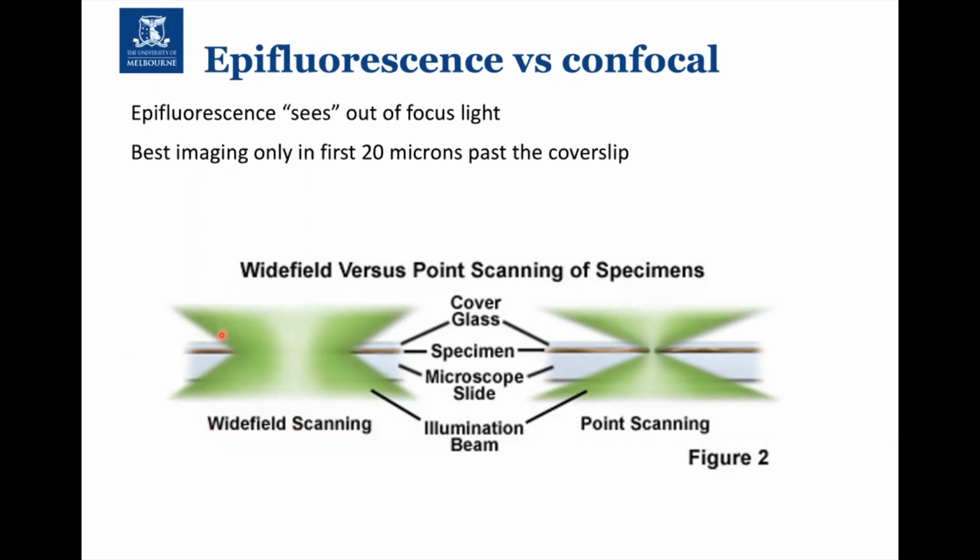So on the left-hand side here, we've got our wide field system. So in this case, we're illuminating the full field of view and we're collecting light. For fluorescence, on a wide field system, your best imaging is done about in the first kind of 20 microns past the cover slip. On a confocal microscope, what we're trying to do is to look at a very, very thin optical section within our samples. So we get a much better signal to noise, and better image quality as a result.